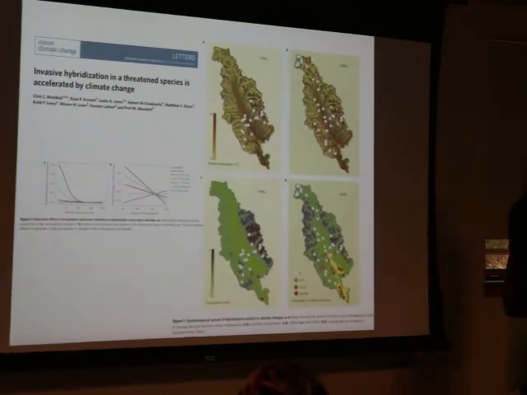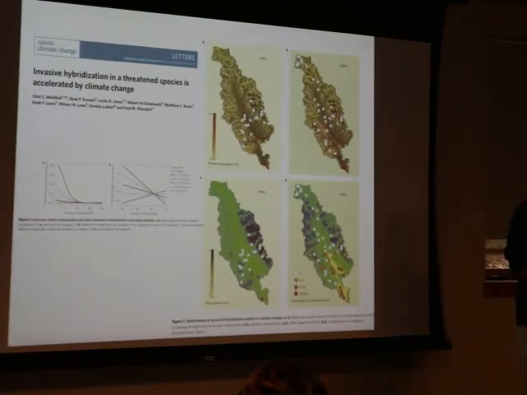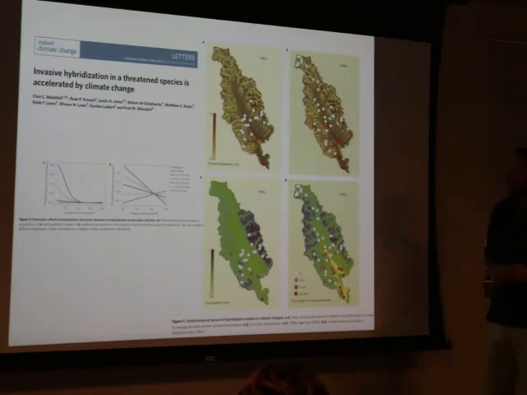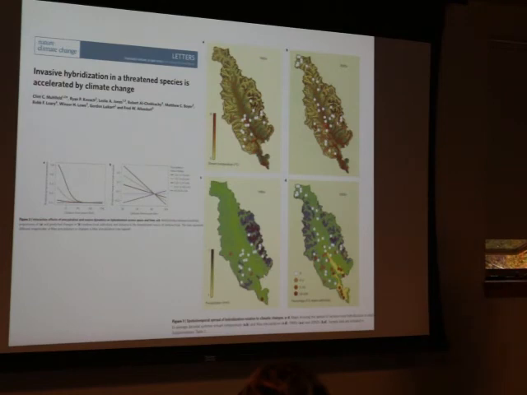Here's another paper more recently from a bunch of people in this room, showing that this process of hybridization in these species is actually accelerated by climate change. So as the environment changes, the frequency of hybridization is increasing and will increase, and that will have effects on the native populations.